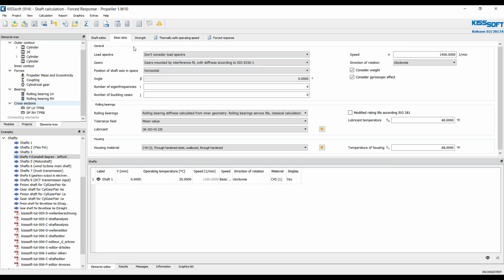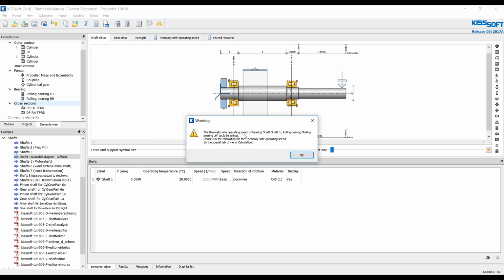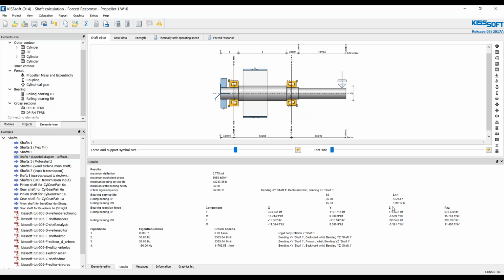If I go in here to my shaft and say I'm going to spin this at 2,000 RPM, I know I'm going to get a warning. It's going to tell me that I might have exceeded my thermally safe operating speed. When you get these, you can see we have lots of life right here. You can see our loading for the bearings and our critical speeds.